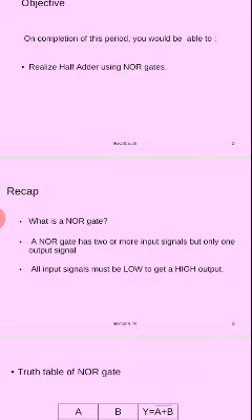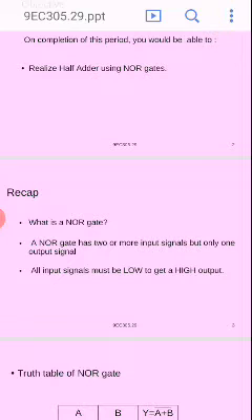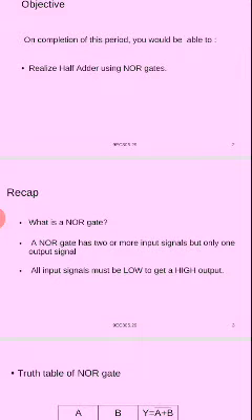In the last class, we realized the half adder with the help of an AND gate and an exclusive OR gate. We discussed the half adder in the last class using an AND gate and an exclusive OR gate. Now we are going to discuss the same half adder using NOR gates.